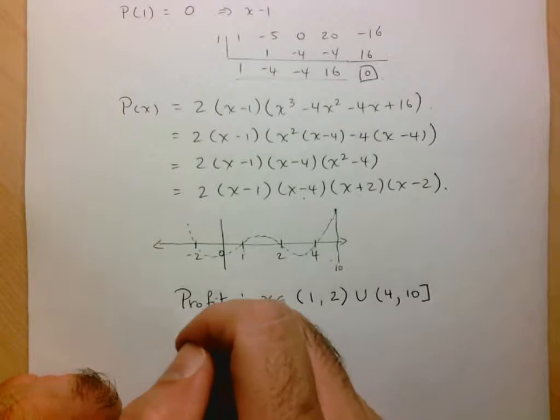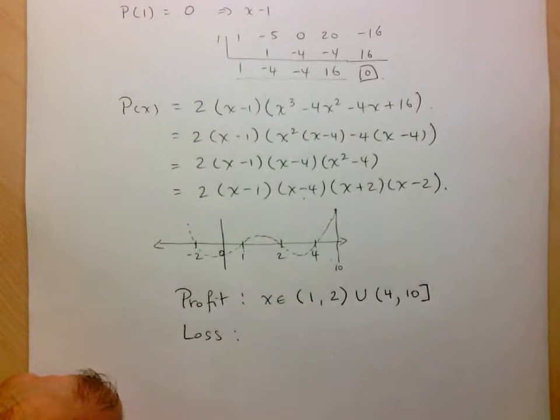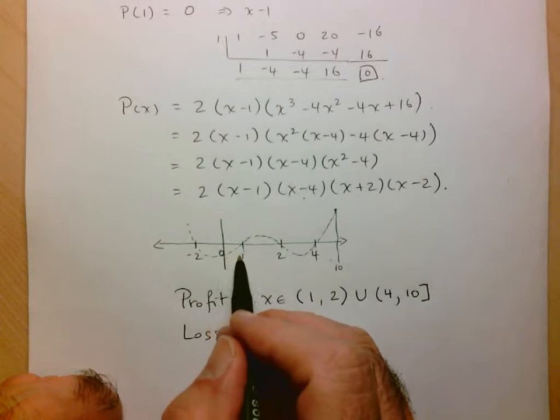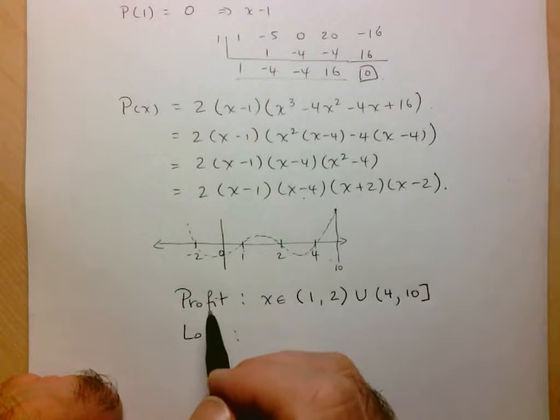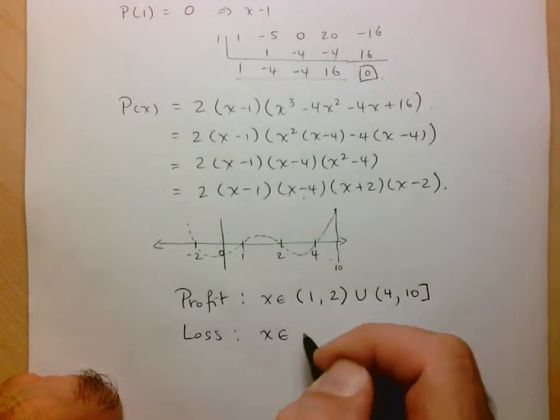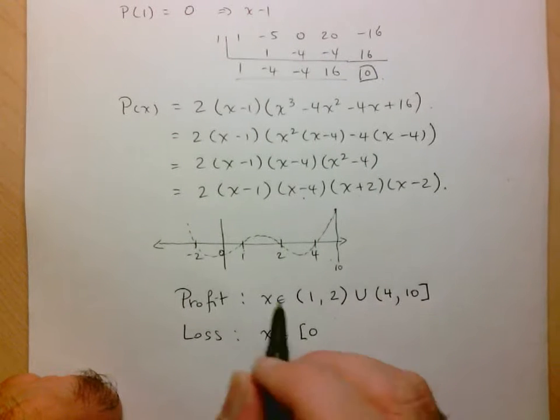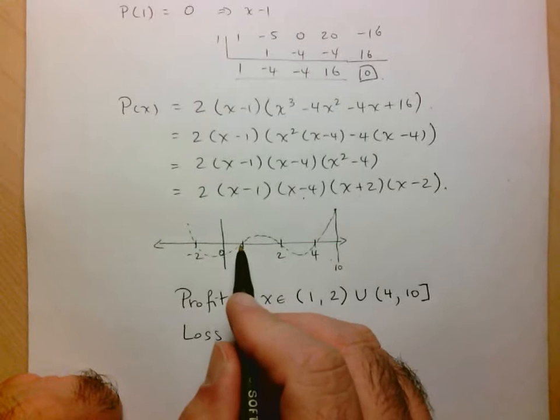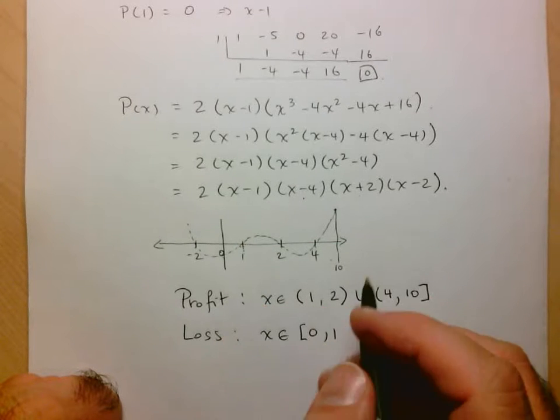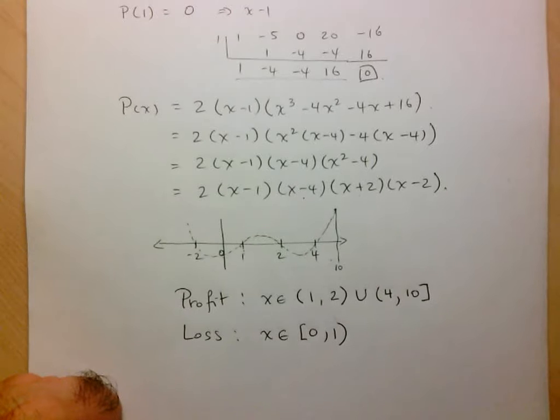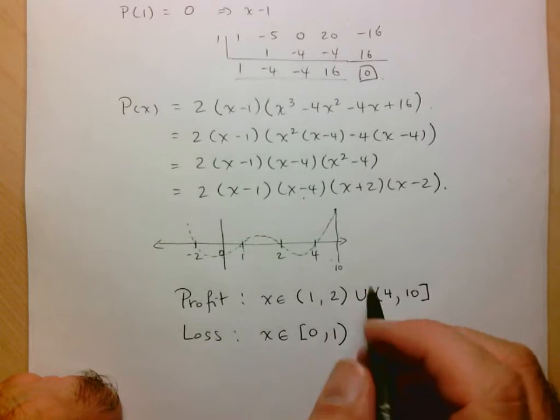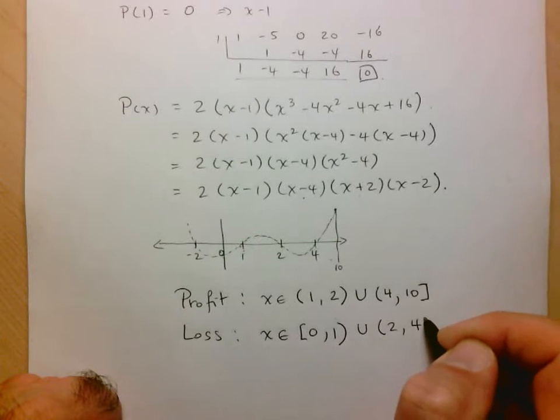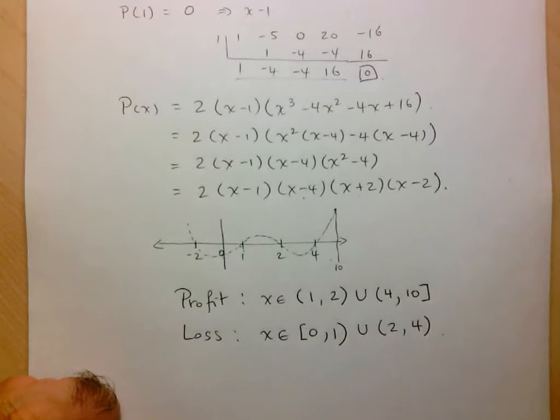Okay, so now let's look at the loss. This is where the profit is negative. So we see that at year 0, it starts off at a loss. So again, at year 0, they are losing money, so I would include that in my answer. But at year 1, while they're not losing money, they're not making money. So we have to use a round bracket. And we see that they're also losing money between years 2 and 4. And again, as before, we don't include the endpoints.